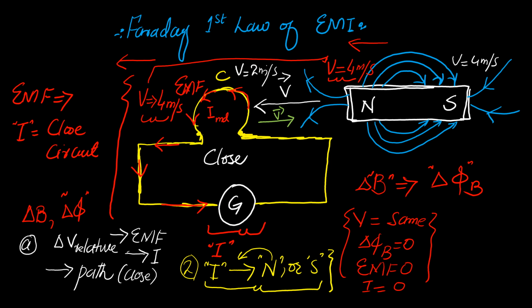So this is all about Faraday's first law of electromagnetic induction. Whenever there is a change in magnetic flux, there will be a production of electromotive force. However, induced current will be produced or will flow in a conductor when it has a closed path for a current to flow through it.